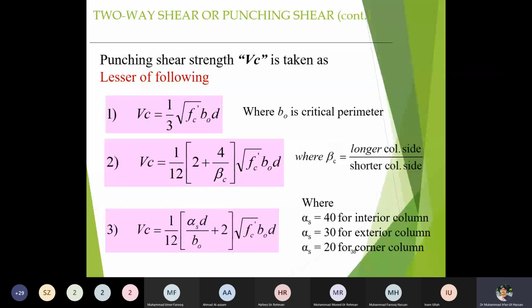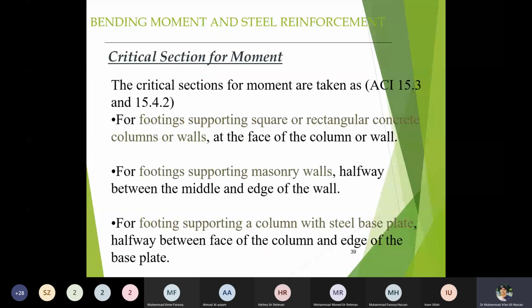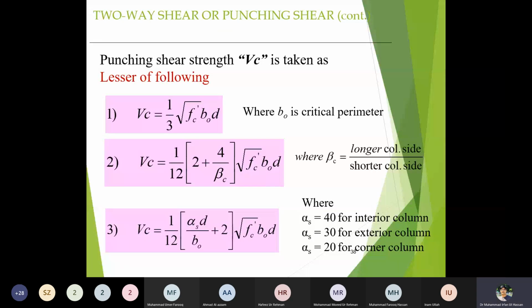And for your punching shear, there are 3 checks, similar to the checks that we applied for the flat plate system. There are 3 checks provided by the ACI code, and you can compute the value of the punching shear, beta C. All these values are known, alpha S. Put down the values, and the minimum out of the 3 criteria will be selected as the punching shear strength. And the punching shear strength should be larger than the applied shear.